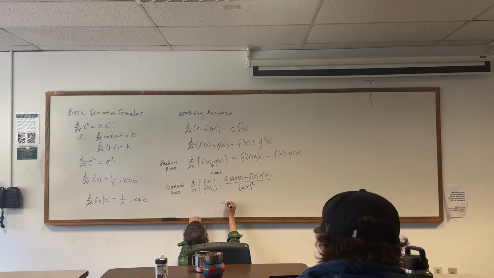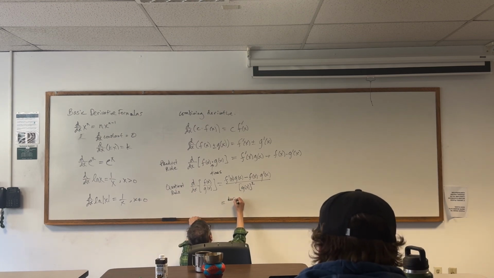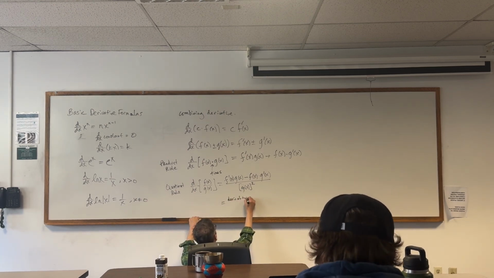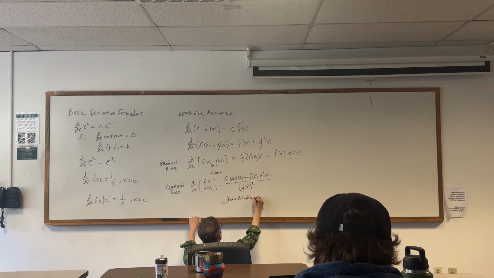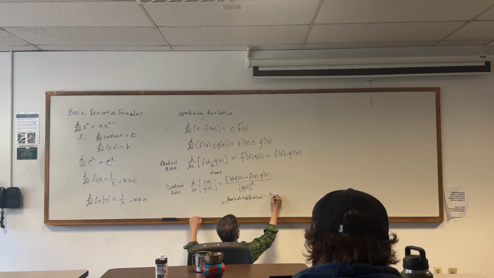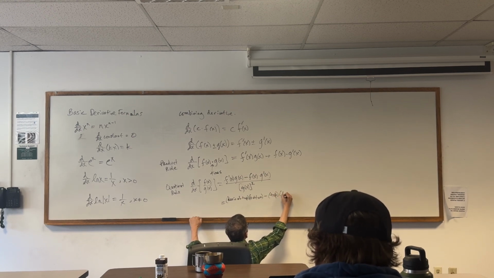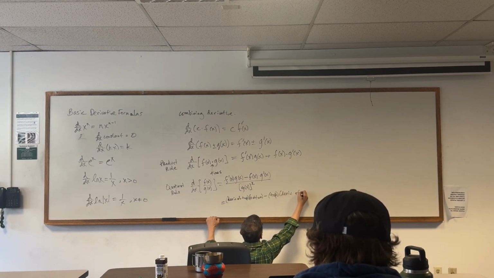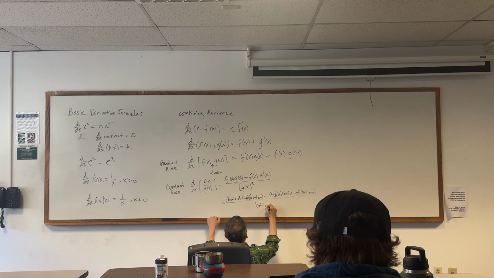So look at the rhythm here. It is derivative of the top times the bottom minus top times the derivative of the bottom, all over the bottom squared. Good way to write it.